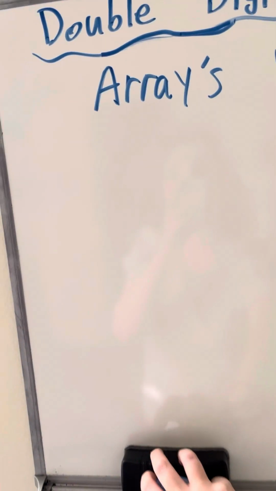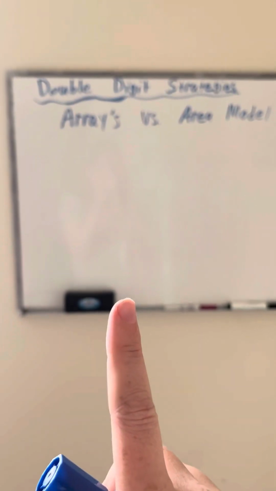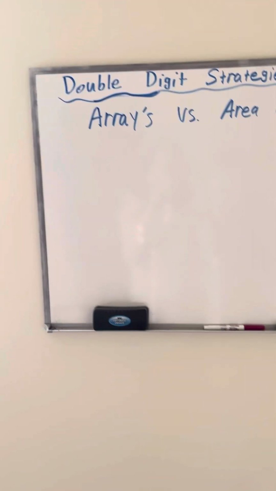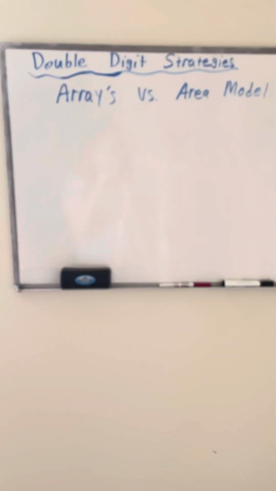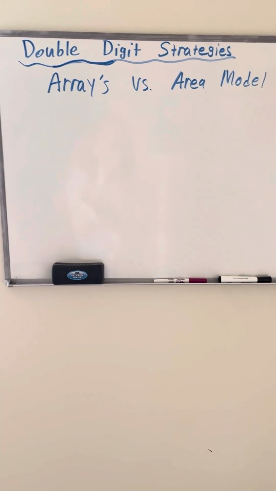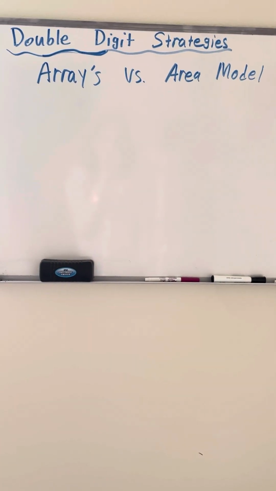First things first, here are some strategies that we are probably going to be seeing on the homework, specifically the online homework, because the online homework is always very picky. The first one you're going to notice is we have arrays versus area model. Now here's the difference between arrays and area models. There's only one big difference. An array has a grid, an area model does not. That is literally the only difference.